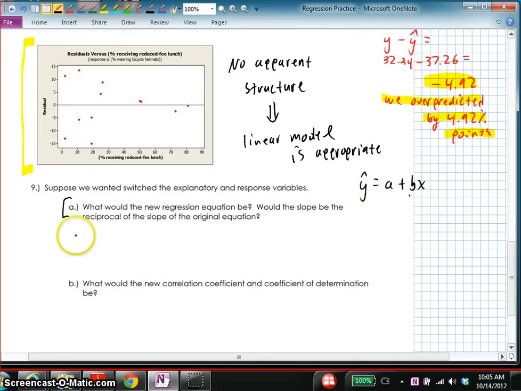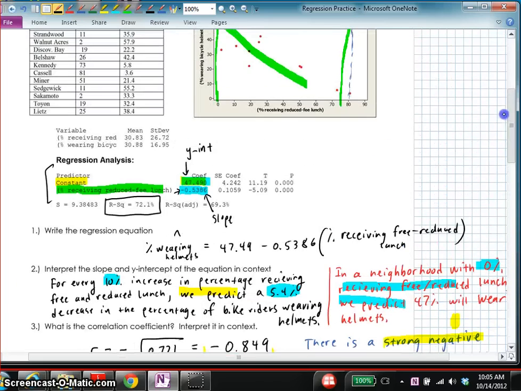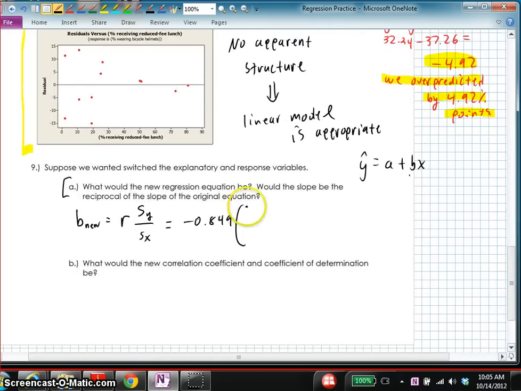Okay? We're actually recomputing, I'll call it the new slope, and that's going to be r times s sub y over s sub x. Okay? So if I go back to the front, I find that r is negative 0.849. The y variable now is the percent receiving free and reduced lunch. I go back to the original table of data up here. We're actually going to use this now. And we can see that 26.72 is the standard deviation of that variable. And the standard deviation of the other variable is 16.95. And that slope is negative 1.34.